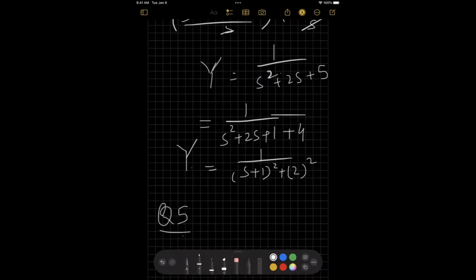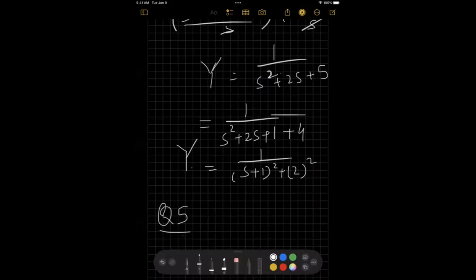So now question number 5. I move my pages and then the question sheet goes down somewhere. So here. This was question number 5. Oh no, this is question number 5.